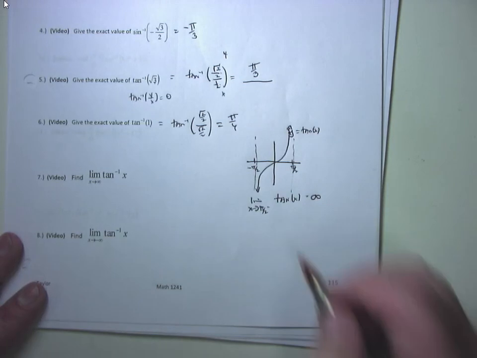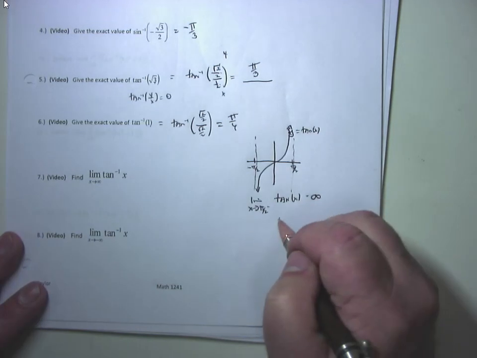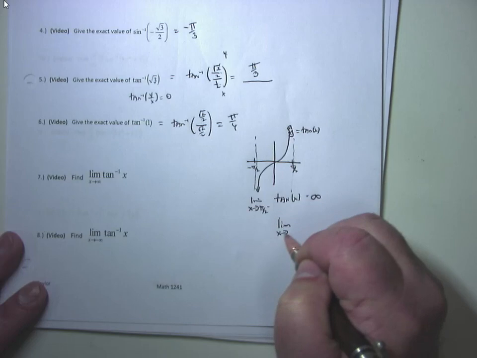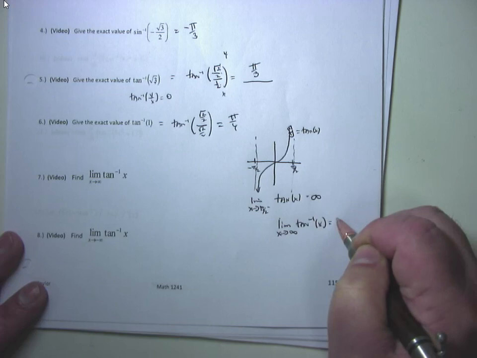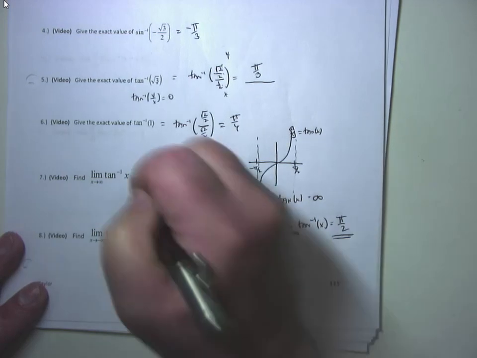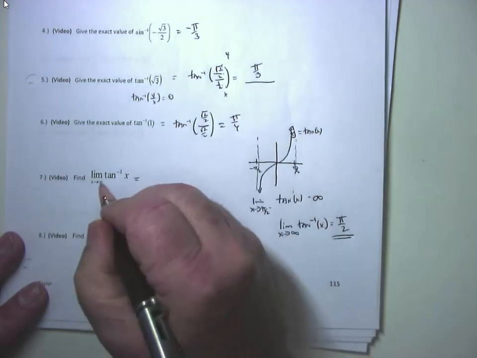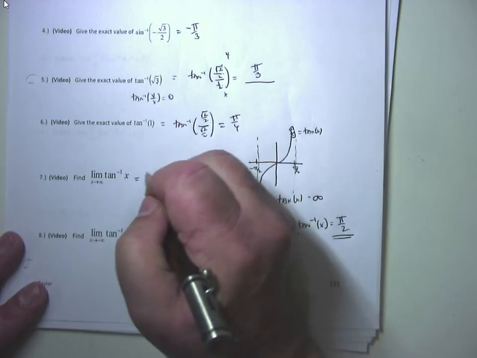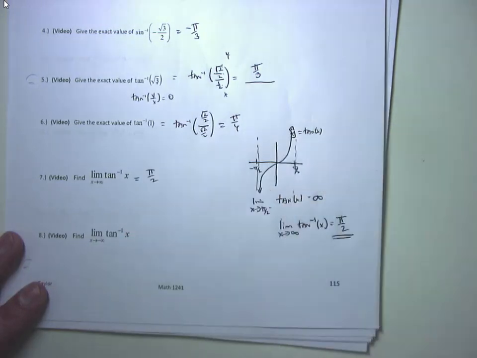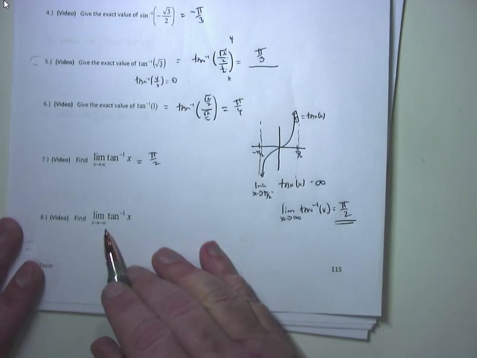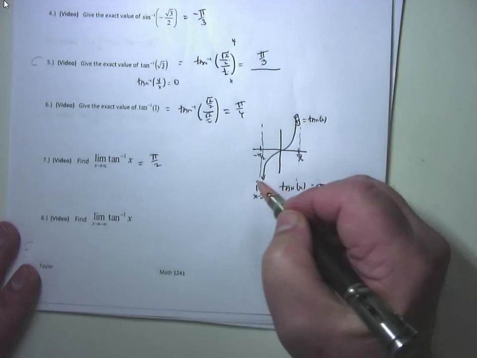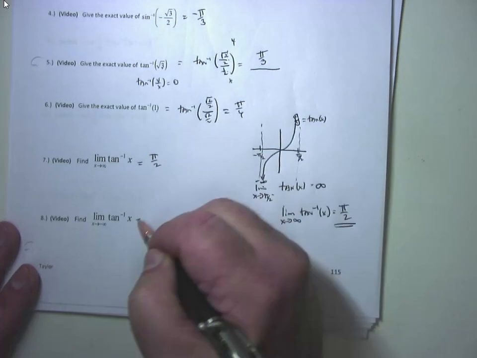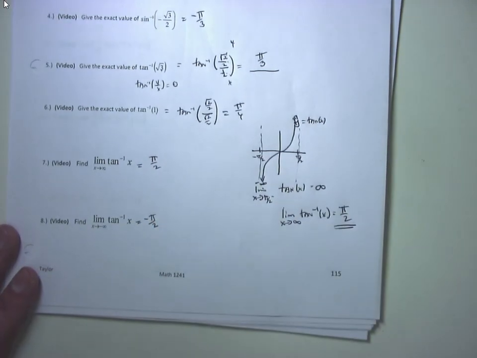Does that make sense? Which means that I can reverse this and say that the limit as x approaches infinity of the tangent inverse of x would be pi halves. So if you take the limit as x approaches infinity of the tangent inverse of x, you get pi halves, you get the vertical asymptote. And if you take the limit as x approaches negative infinity, what angle do you think negative infinity is going to be at? Negative infinity is down here. It would be negative pi halves. Does that make sense?